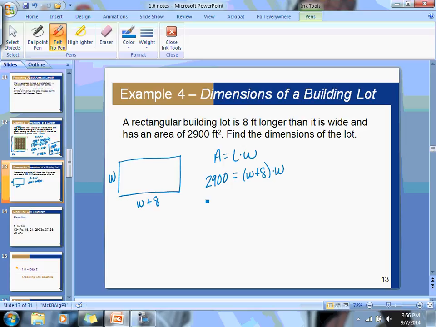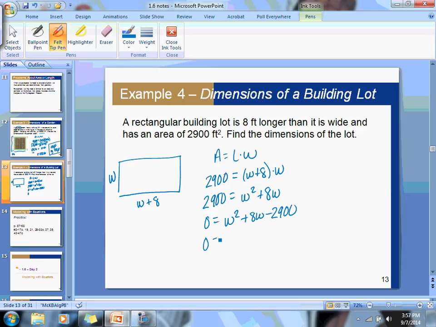Now this one I do want to distribute here. So I'll have W squared plus 8W. And I'm going to have to set it all equal to 0. So I'm going to subtract the 2,900 over. That way I keep the W squared positive. And now I'm going to have to use my calculator probably and play around with the factors of 2,900. See if I can figure out what times what is 2,900 that'll also add up to 8.